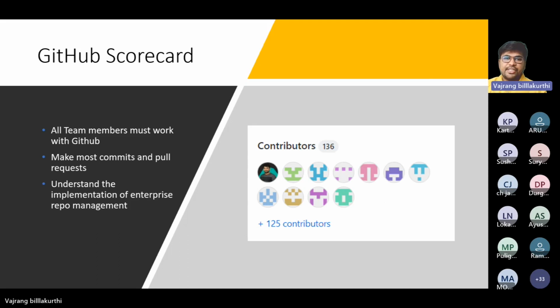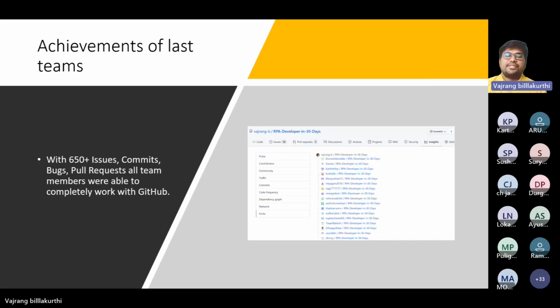You can go ahead and check out our GitHub scorecard. You'll be able to see what commits are happening and how exactly we are doing code repository maintenance. You can definitely check it out on GitHub. Now, this is an achievement from the previous team members, and we have more than 650 pull requests. So this is a far more active group or active repo than any other repo that you see in the market for RPA, especially with UiPath.